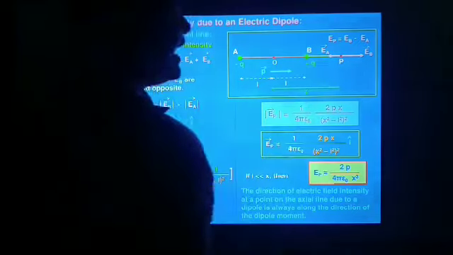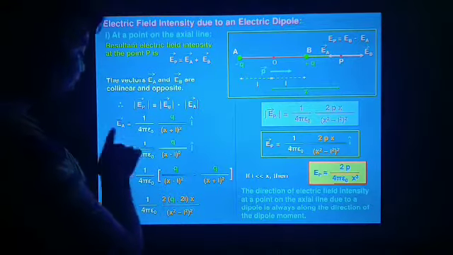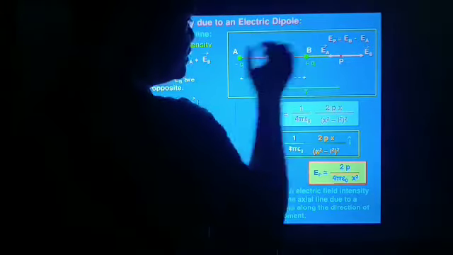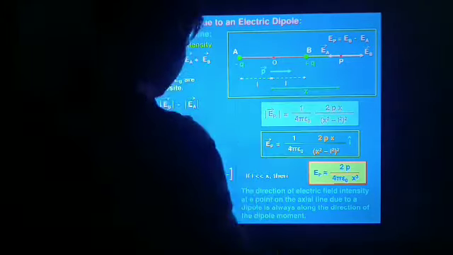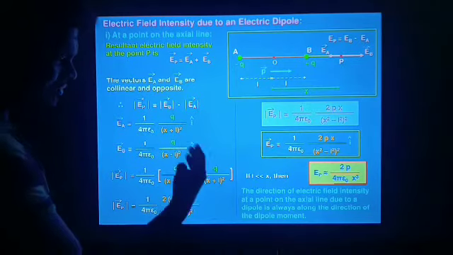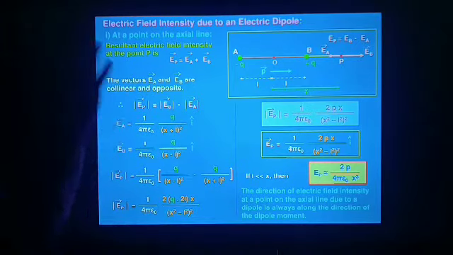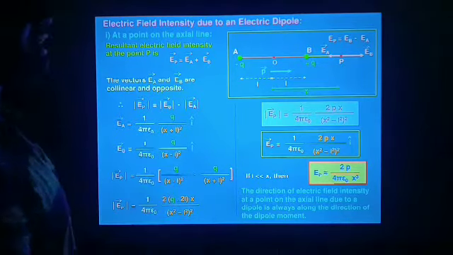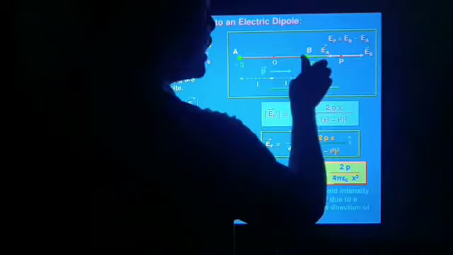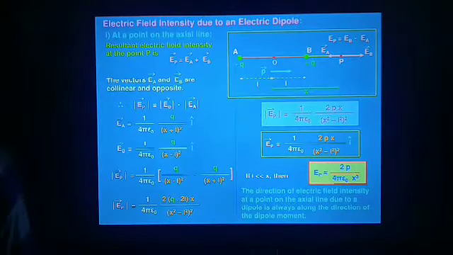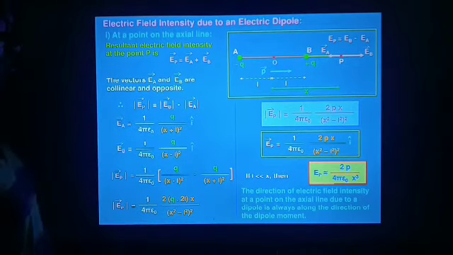So the electric field at this point due to the charge at A will be at distance x plus L. So EA is equal to 1 upon 4 pi epsilon naught, q upon (x plus L) whole square. Do not put the vector sign here. EB is equal to 1 upon 4 pi epsilon naught, q upon (x minus L) whole square. For EB, due to this charge, the distance will be x minus L.